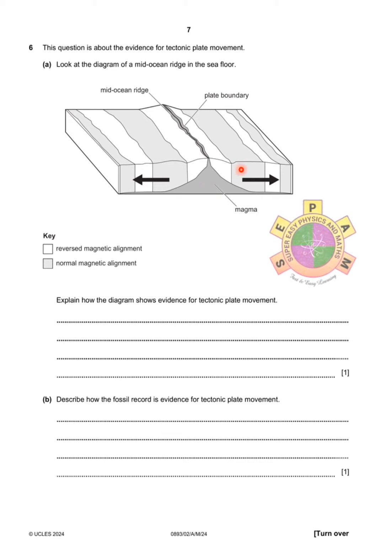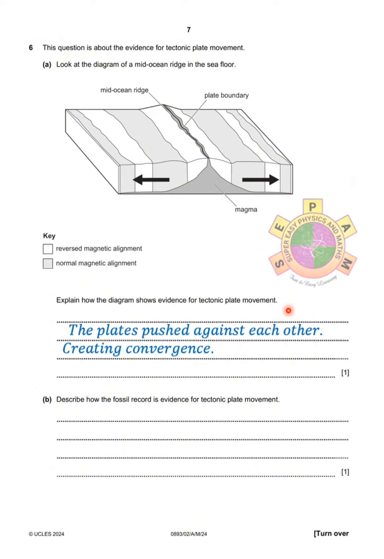Now you have the magma that is flowing here, then you have the plate boundary, then you have the mid-ocean ridge. Now explain how the diagram shows evidence for tectonic plate movement. The plates push against each other, creating convergence. So the convergence is what creates this ridge at this point here.